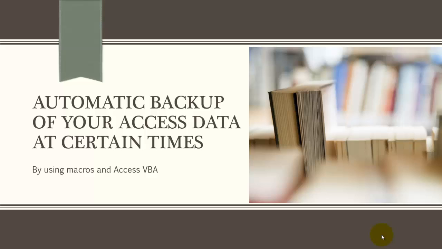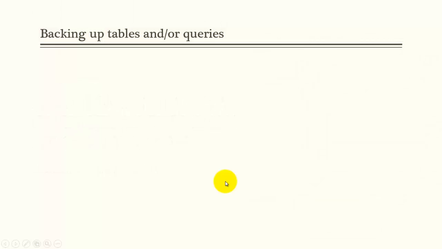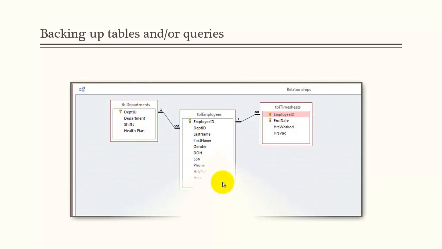Very often, you want to create an automatic backup of your Access database at certain times, because sometimes things go bad in your database and you always have a backup, let's say every day or every half day. You can do so by using macros and Access VBA. So how do we backup tables and or queries from an existing database?